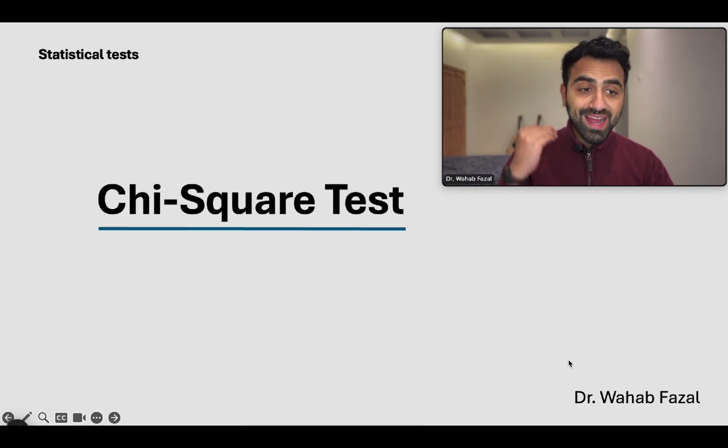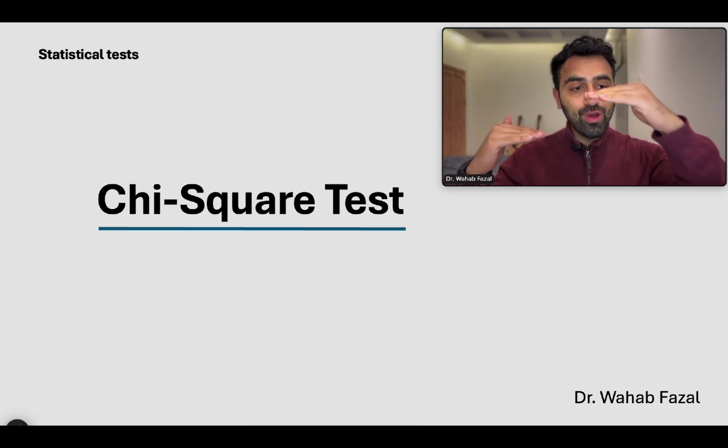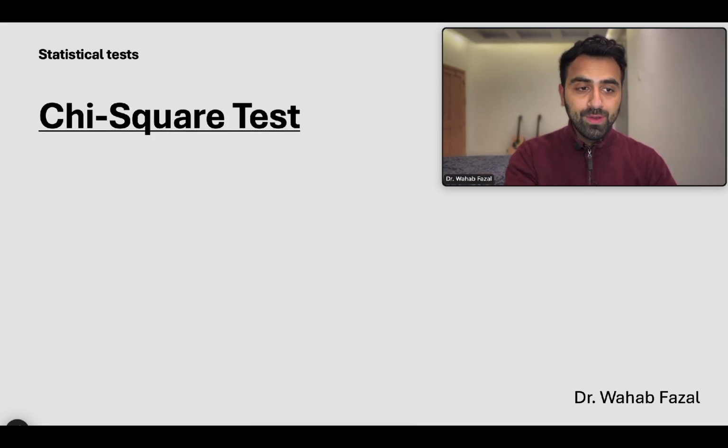Let us talk about the chi-square test now. This is going to be the first test that we use when we have a qualitative independent variable with a qualitative dependent variable. So let's talk about this. What do we do in a chi-square test?